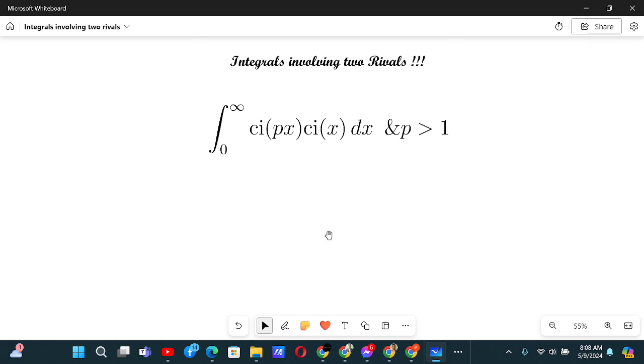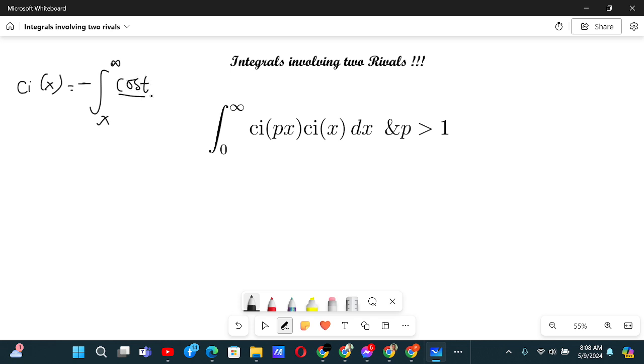Integrals involving two rivals. In this video we'll integrate a function where we have two cosine integral functions, and since they are of the same type I'm considering them as rivals, because that always happens in the real world too. If you don't know about the Ci function, the cosine integral function is defined as the negative of the integral from x to infinity of cos t by t dt.